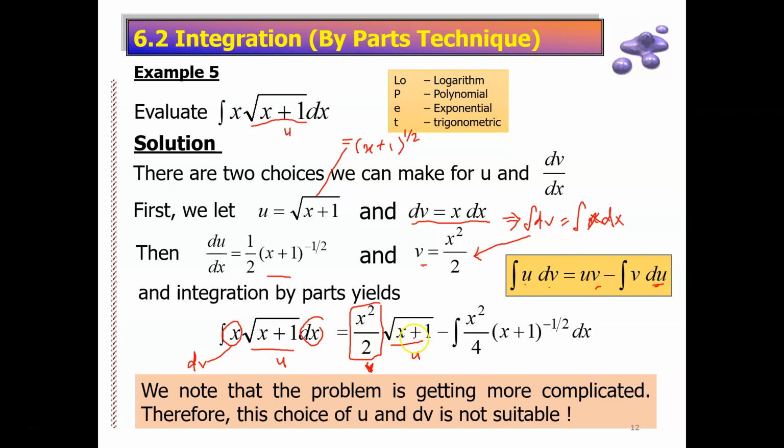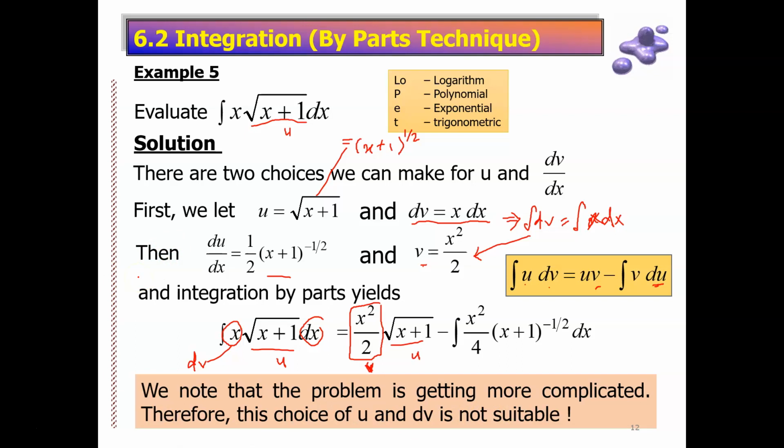Okay, you have a square root over here and also a power of negative half over here. We can't solve this one. We note that the problem is getting more complicated. Therefore, this choice of u and dv is not suitable. We can say that this is not the right thing to do.